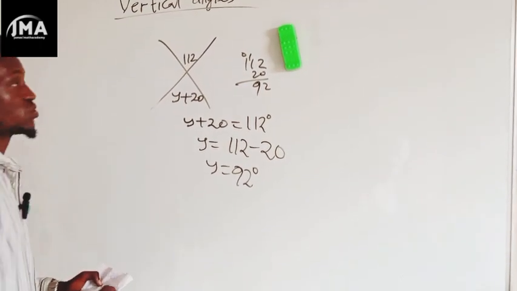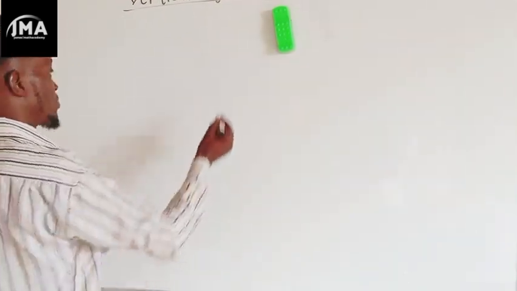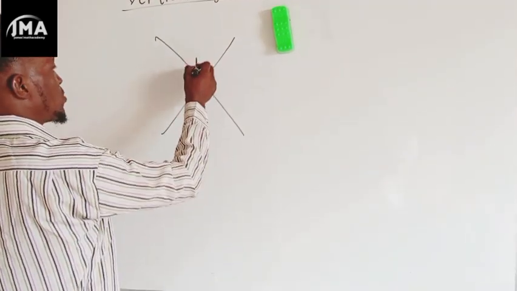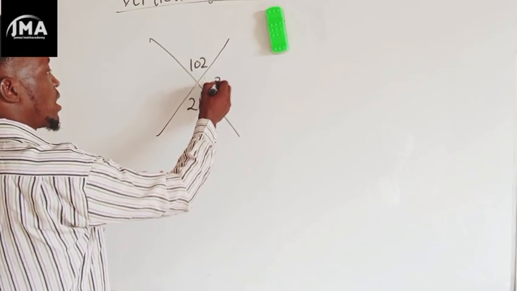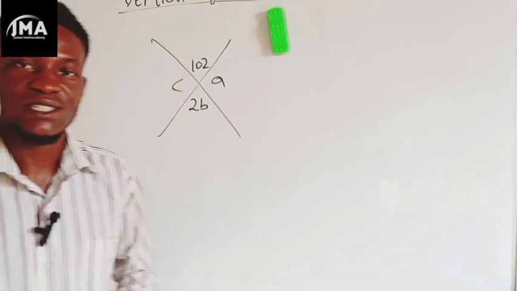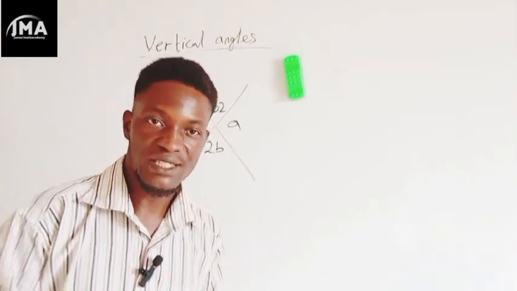Okay. So what if you have something like this? Let's dive into question number two. What if you have something like this? Definitely it is going to be of this shape. This is 102, and this is 2b degrees. This is A and this is C. So if you are told to find the unknown letters in this shape, how are you going to solve it? Using vertical opposite angles. This is how to solve it.